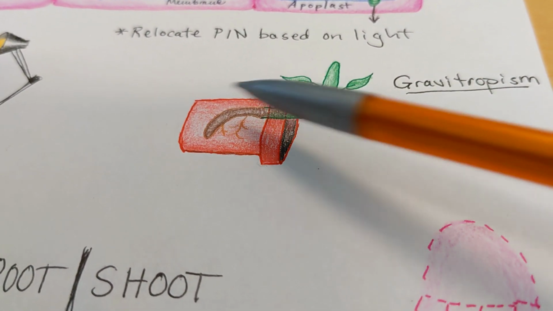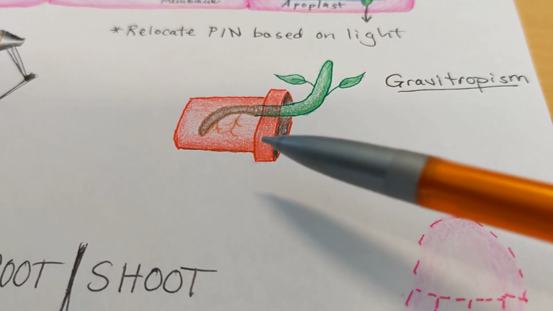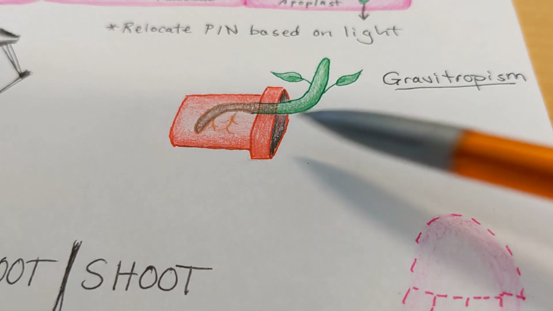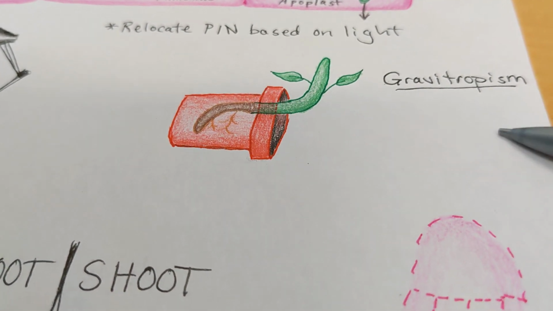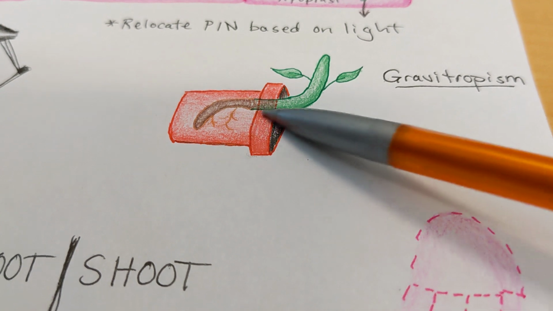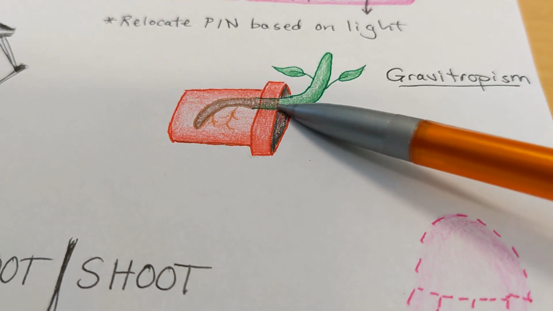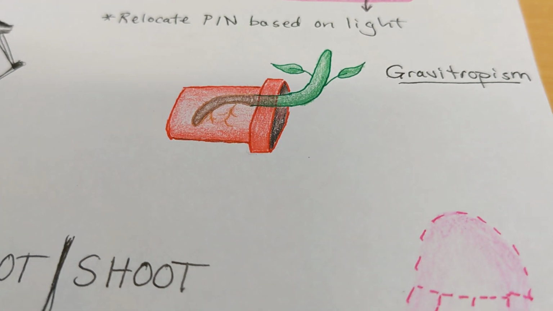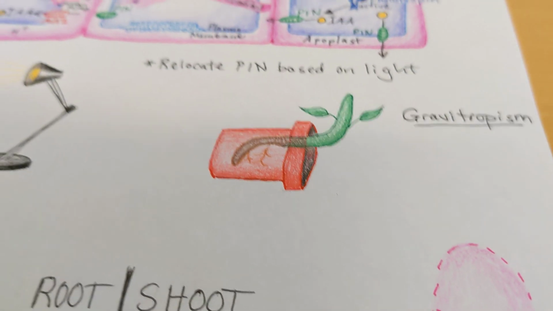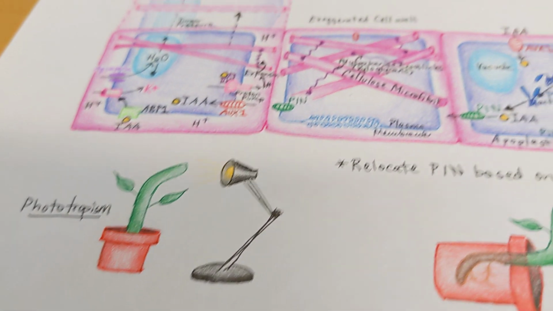So here we can see a potted plant has fallen over. Presumably it was growing up at the time, but due to a process called gravitropism, the shoot or the stem is going to grow up against gravity and the root is going to grow down with gravity. And so let's start with phototropism.